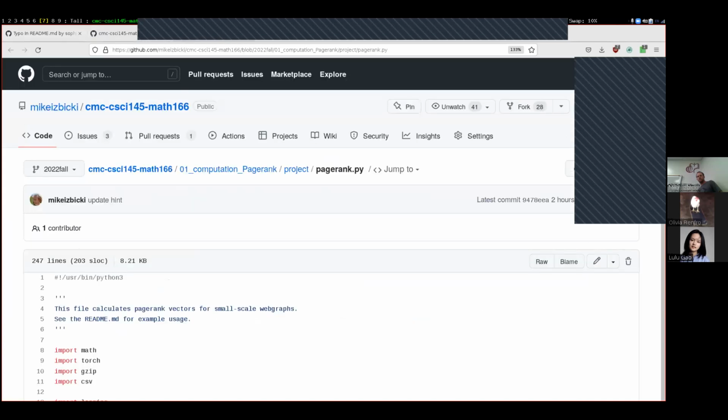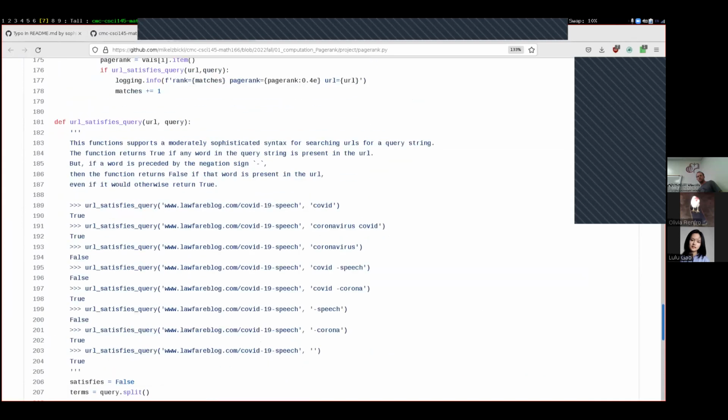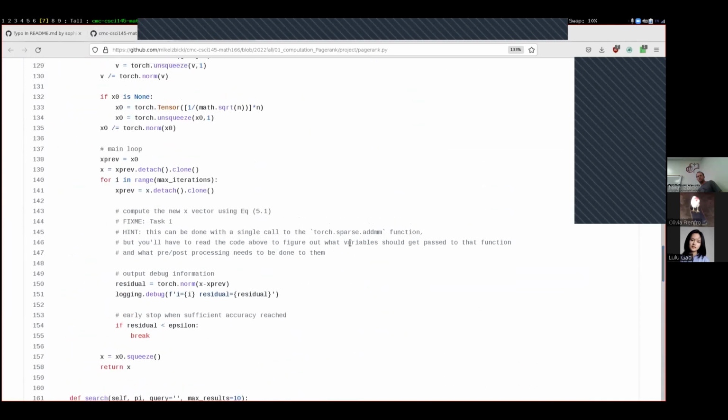Here's the code. There's, I don't know, 300-ish lines, 250 lines in this file. Lines that you should be looking at right here. This task one, where you have to make modifications, is labeled with FIXME. It has some small number of hints about what to do. And again, we're going to talk about the mathematics behind all this today and at the start of next week. But this task one is specifically implementing equation 5.1 from the reading.